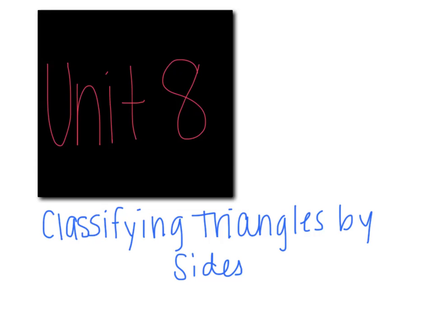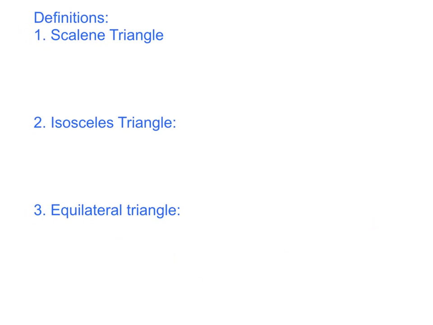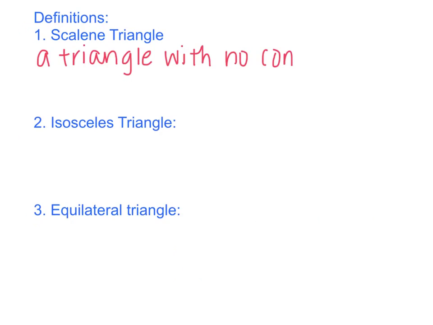Today we're going to start with Unit 8, and the first thing we're going to look at is classifying triangles by sides. So, we're going to go over these three definitions that we started with today in class. The first one is scalene, and it's going to be a triangle with no congruent sides. And if you remember, congruent means equal, so that means none of the sides are going to be the same length.